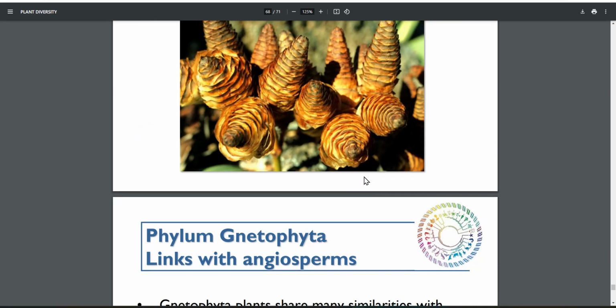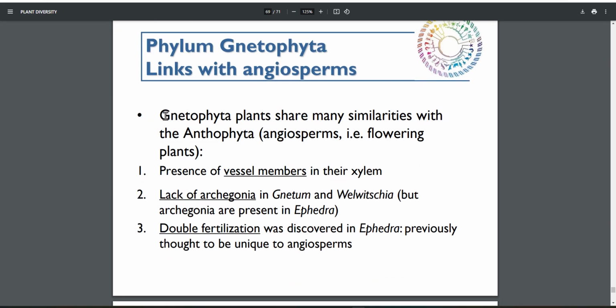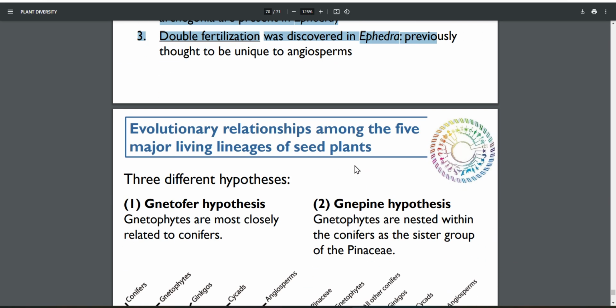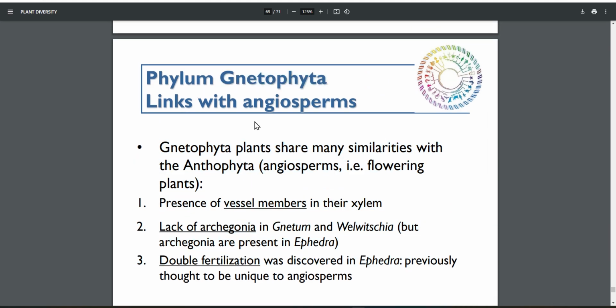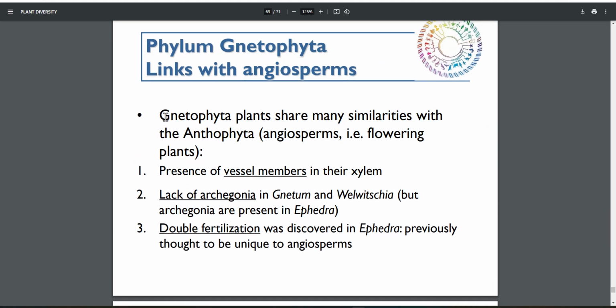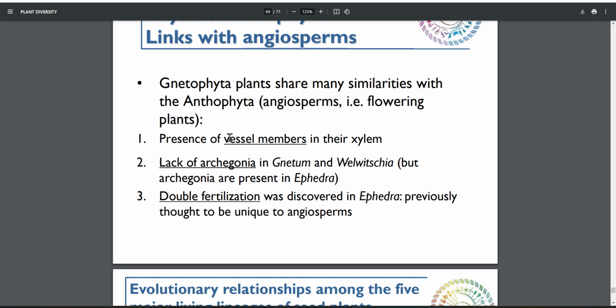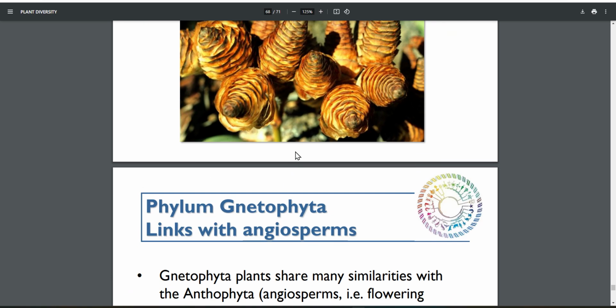Anyways, right. So finally, we'll talk about the links and the relationship between gnetophytes and angiosperms. Gnetophyte plants share many similarities with the angiosperms. They have vessel elements in the xylem instead of tracheids.